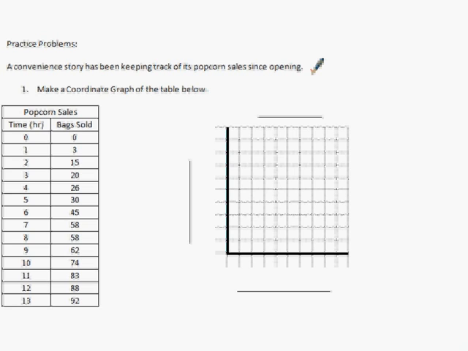Now, first thing for the coordinate graph, once again, is we need the title. We are going to take the title from the table, popcorn sales. Now, our variables, once again, we have time and we have the bags sold. Well, time is always independent. Time always goes on the bottom. So time and bags. Both the scales are going to start at 0 and then count up from there.